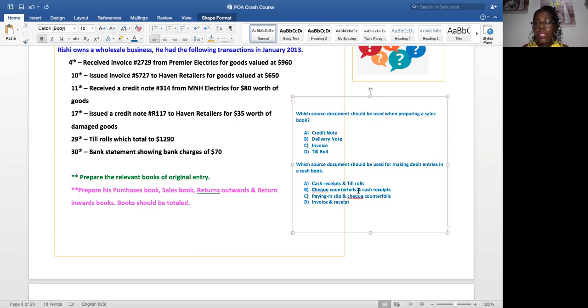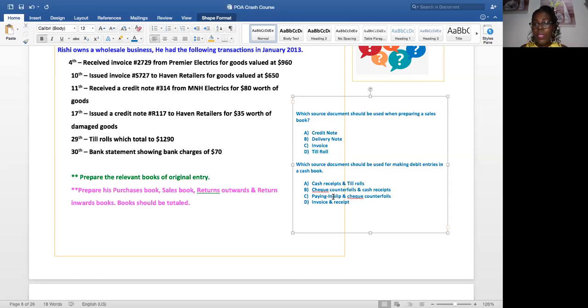Check counterfoils, if you guys ever see a checkbook, when you rip out the part which the person has, there's a little stub that remains in the checkbook. That part that remains is called a check counterfoil. Right? So when you actually pay somebody, you're going to use the check counterfoil to record in your book of original entry.